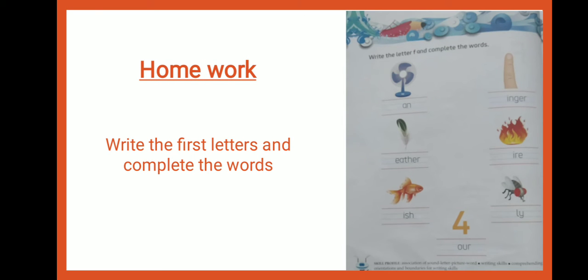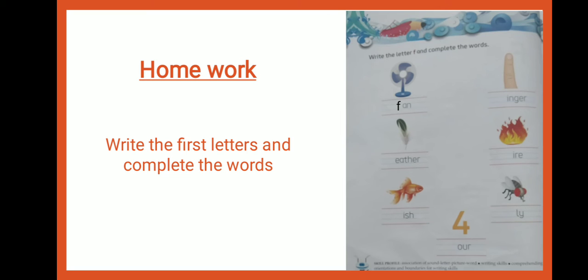Now kids, this is your homework. Here what we have to do? We have to write the first letters and complete the words. So kids, you can see there are many pictures and we have to write the first letter of each picture. The first picture is fan. Kids, can you tell me what is the first letter of this picture? Fan. Yes, the first letter of this picture is F. So we will write small letter F because fan starts with letter F.